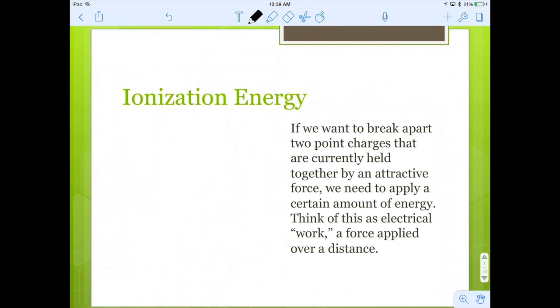If we want to break apart these two point charges that are currently held together by an attractive force, we need to apply a certain amount of energy. Think of this as electrical work, sort of. A force applied over a distance. So what we're going to do, we're going to figure out the ionization energy's relationship to this energy stuff we talked about before.